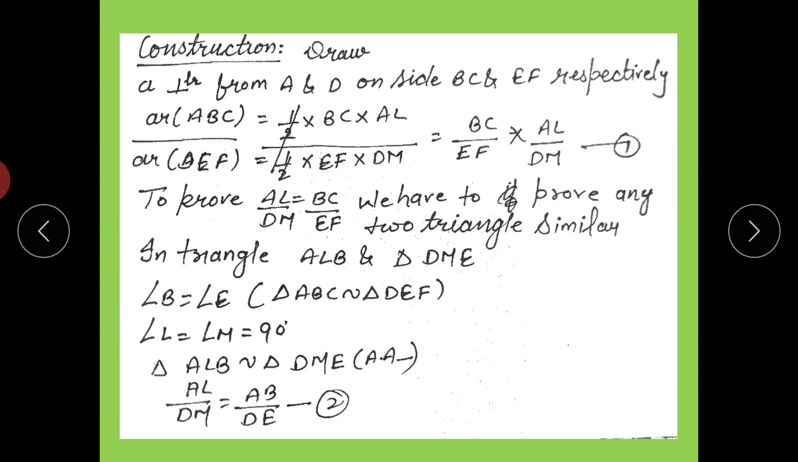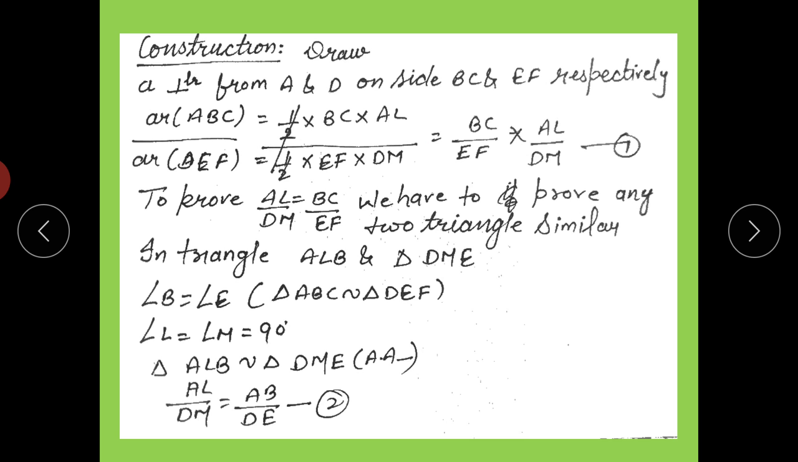Draw a perpendicular from vertices A and D on the sides BC and EF respectively. So AL is the perpendicular on side BC and DM is the perpendicular on the side EF, and we know that the ratio is asked. So area of triangle ABC is equal to half into base into height. Half base is BC into height is AL, and area of triangle DEF is equal to half into EF into DM. Half cancels out half, and what is left is BC upon EF into AL upon DM. Make this equation number 1.